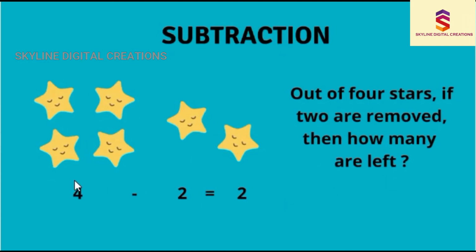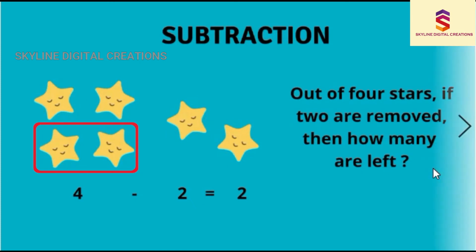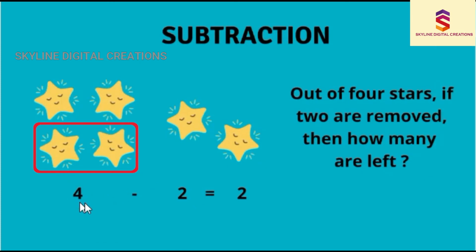Here is another example. Here are 4 stars. So out of 4 stars, if 2 stars are removed, how many will be left? Out of 4 stars, if 2 are removed, 2 stars will be left.